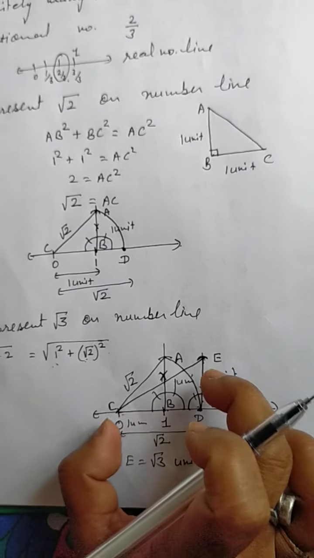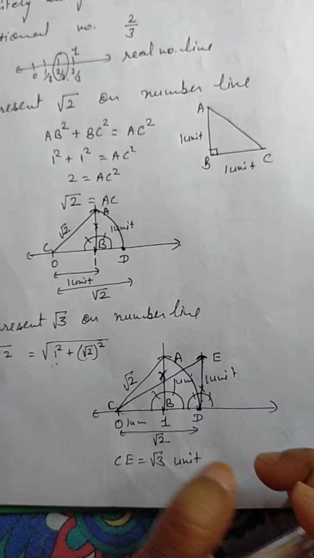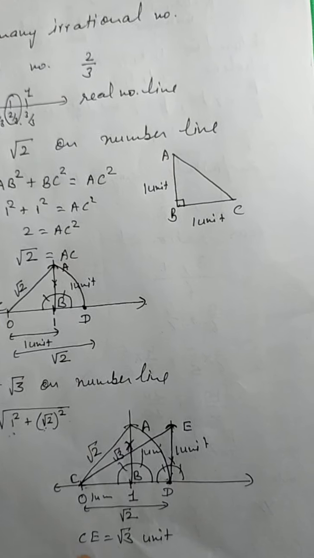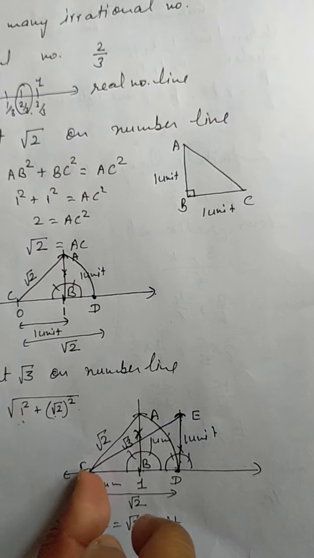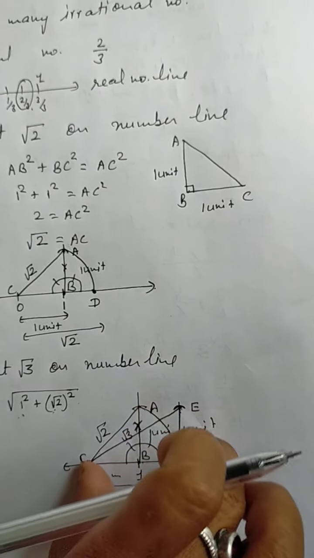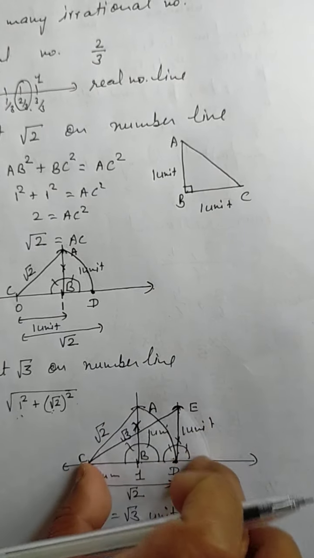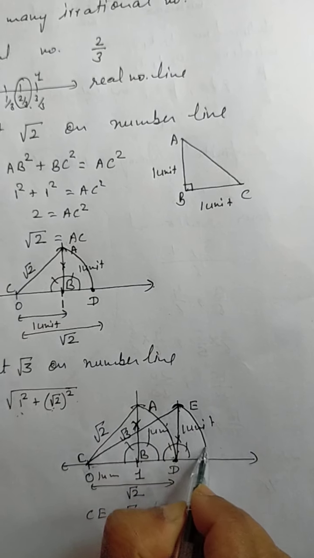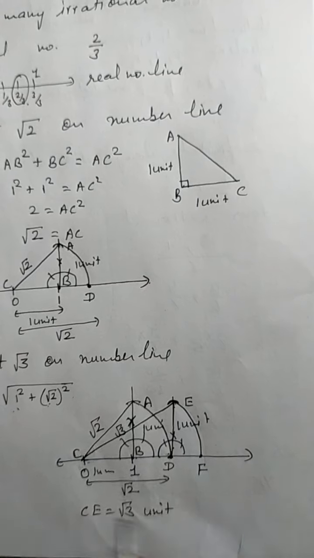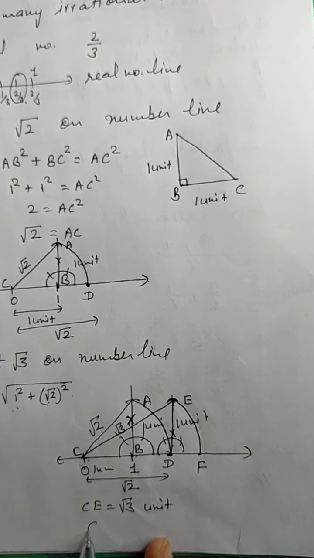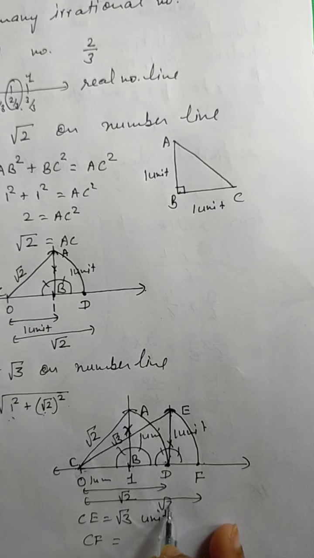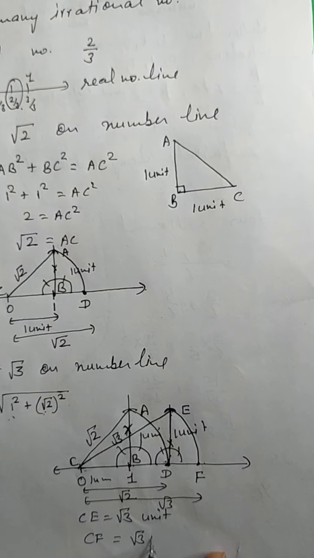Again we have to draw it on the number line. Again we will take the compass. This is square root 3. We will put our compass at C. Open your compass up to E and draw an arc of this radius like this. It will join the number line like this. Suppose it joins at point F. The distance from C to F is square root 3. This is square root 3 units.